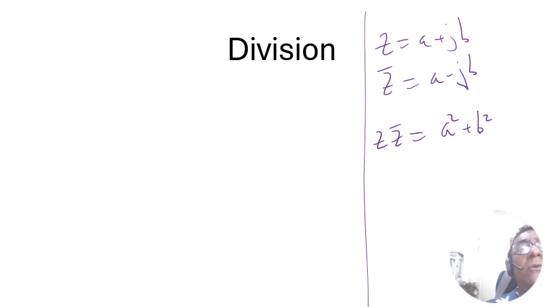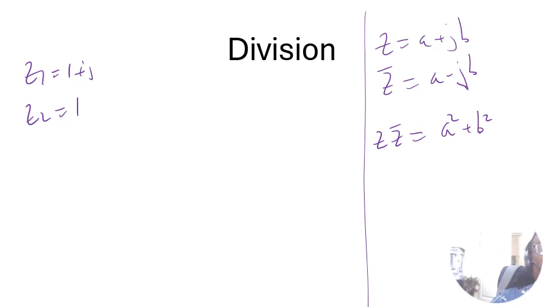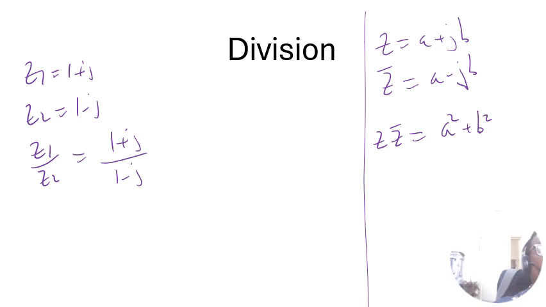So now I want to simplify. I'm dividing two complex numbers. I've got z1 is 1 plus j, and z2 for good measure is 1 minus j. Just keep it simple, straightforward, nothing difficult. So I want the quotient z1 over z2. So that is 1 plus j all over 1 minus j.